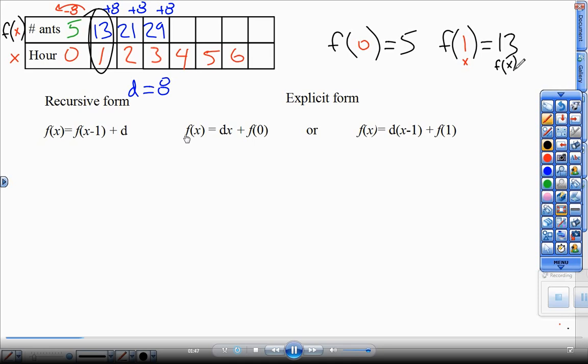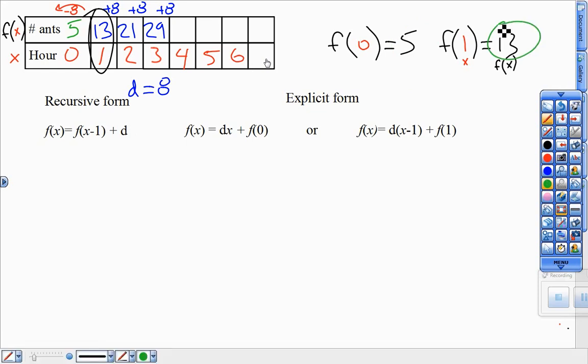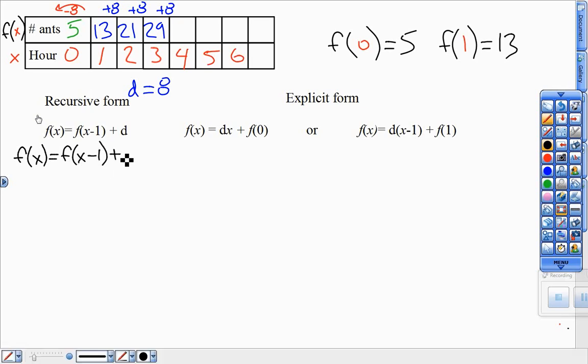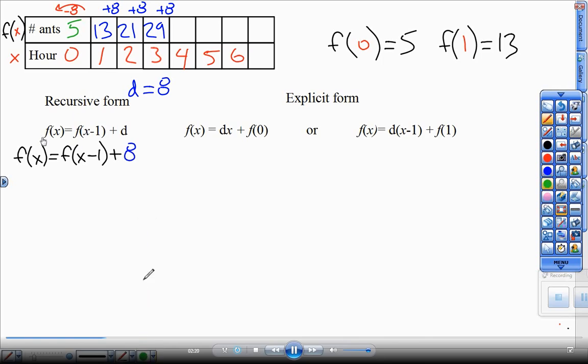Alright, so I want you to find the recursive form of this equation, and then I'm going to have you jump ahead to a number and find the explicit form. Explicit form, you need the first term and the 0 term. The recursive form, all you need is the common difference number. So I want the equation first. So f of x equals f of x minus 1 plus 8. That is the generic equation that you would use.